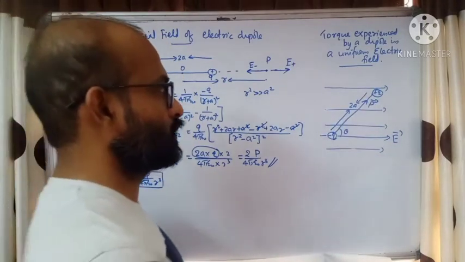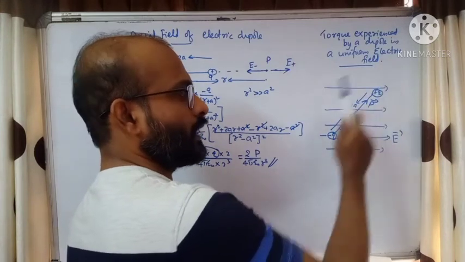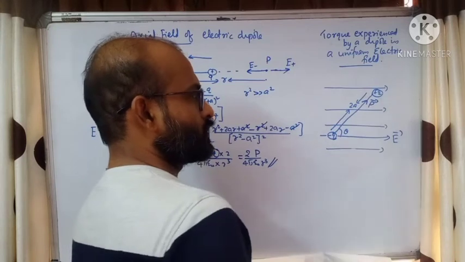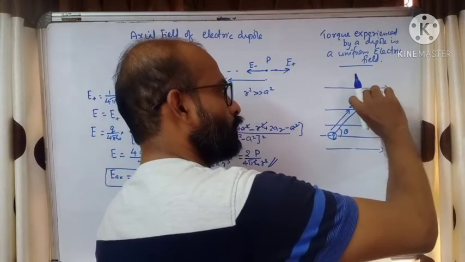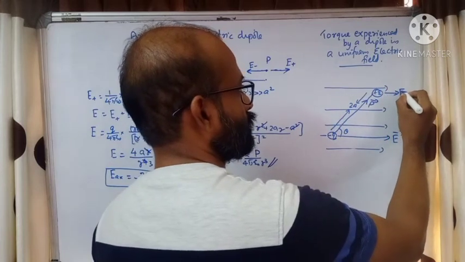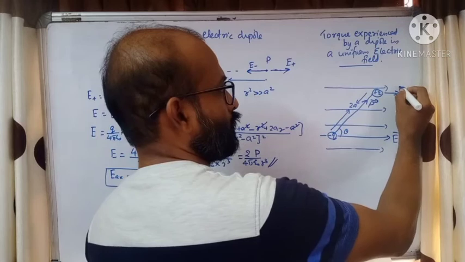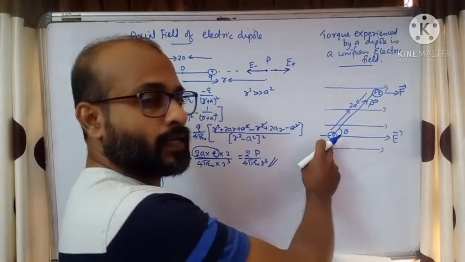Now what happens? We have two charges. The positive charge will experience a force in the electric field. This is the electric field, so it will experience a force. The electric field will try to pull the charge in this direction. See, this is the force experienced, I can say F. Now what about the negative charge? This also will experience a force.